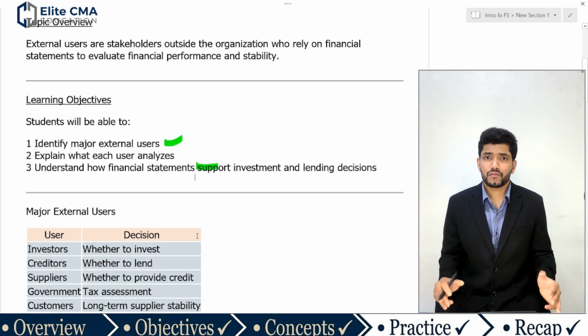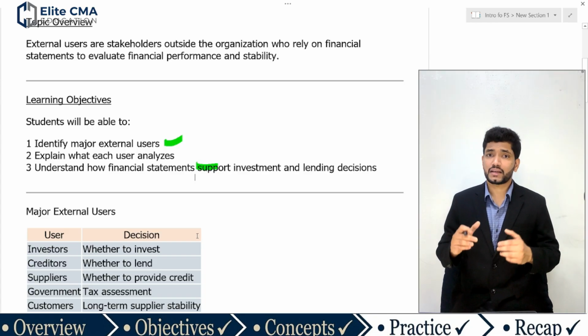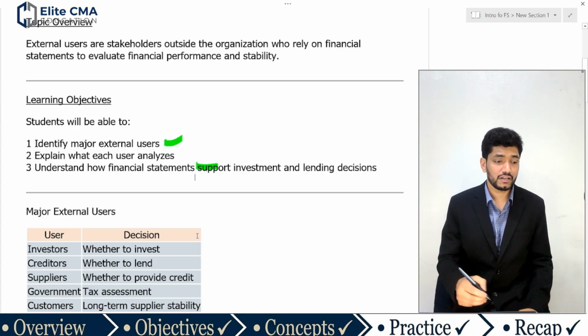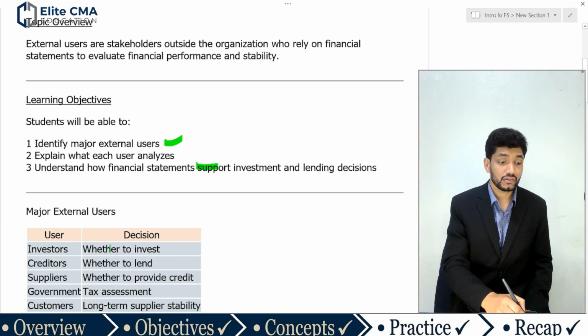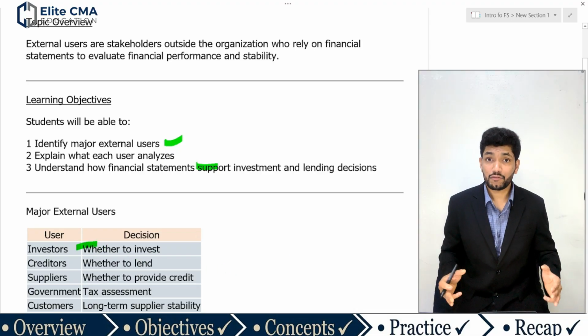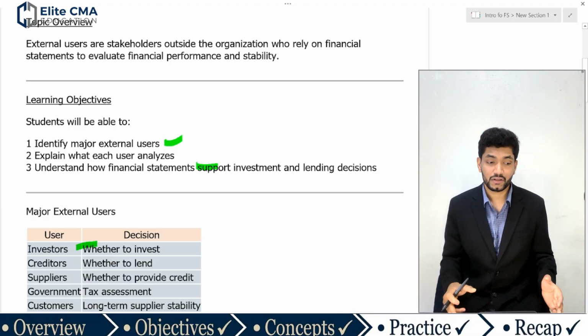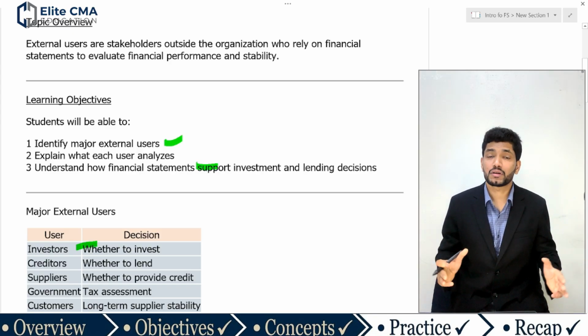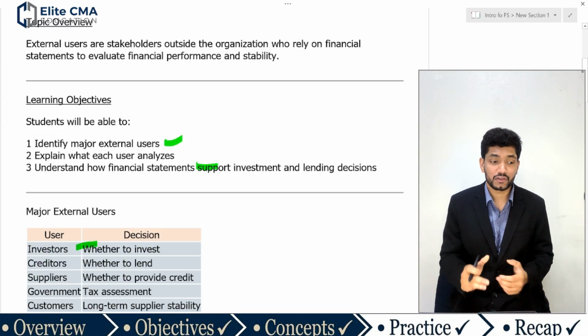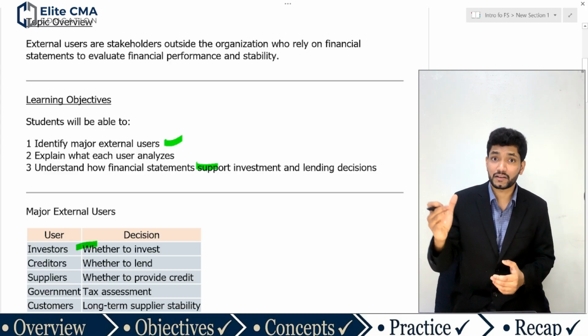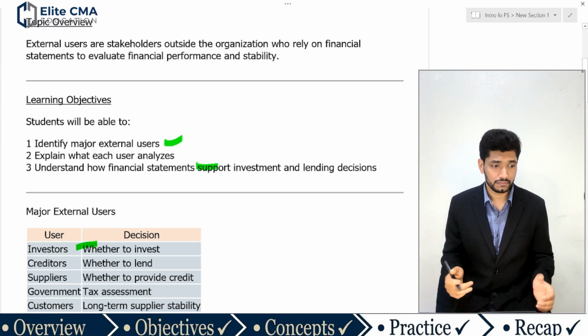Before starting, we have to understand who the key external users are. The first user is the investor. They want to decide whether to continue or discontinue this investment, and what profitability they can expect from it. So they mainly want to see the return and their investment potential.